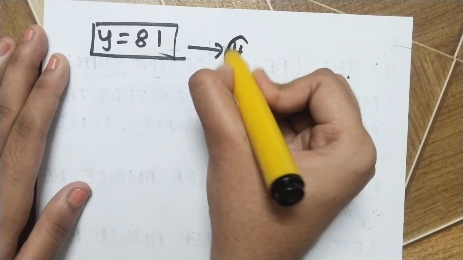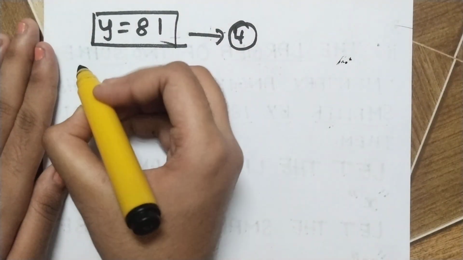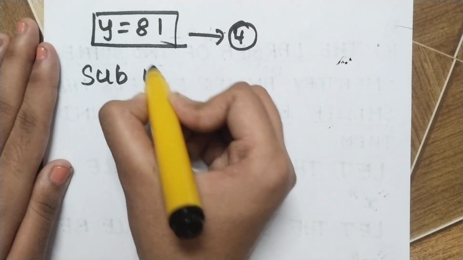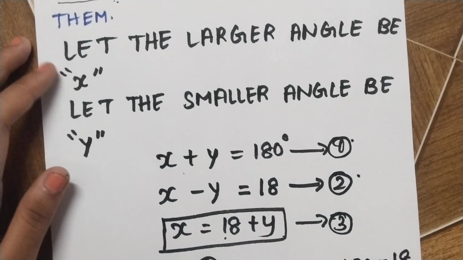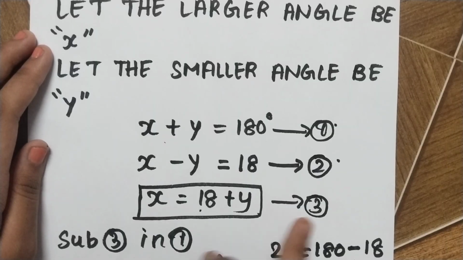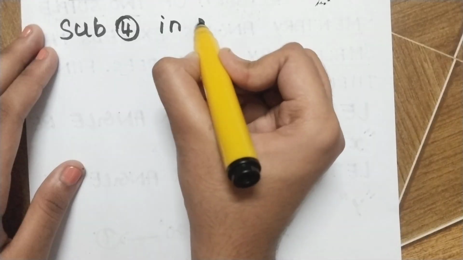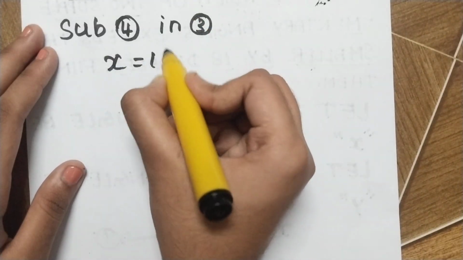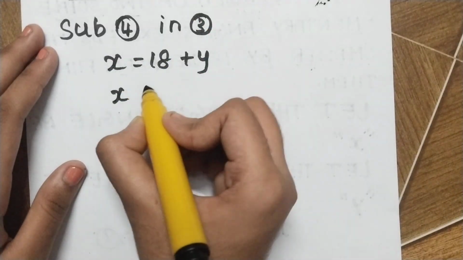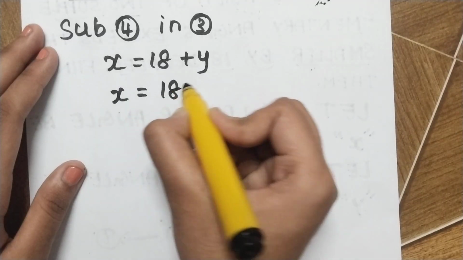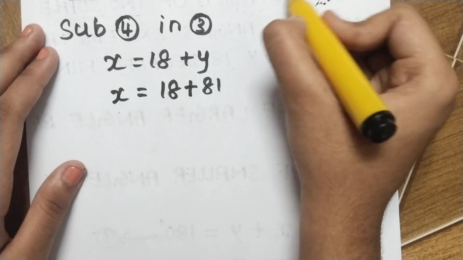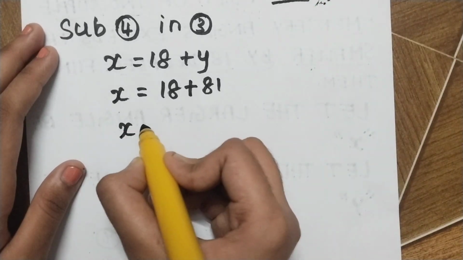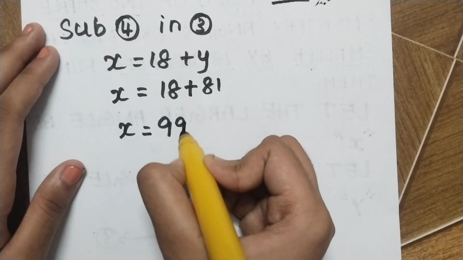So now I'll name this as the fourth one. Substitute 4 in any one of the equations. Why are we substituting? To get our x value also. So I'm going to substitute in the third equation. So x is equal to 18 plus y. In the third one, my equation is x is equal to 18 plus y. So x is equal to 18 plus 81. If I add it, I'll be getting x is equal to 99.